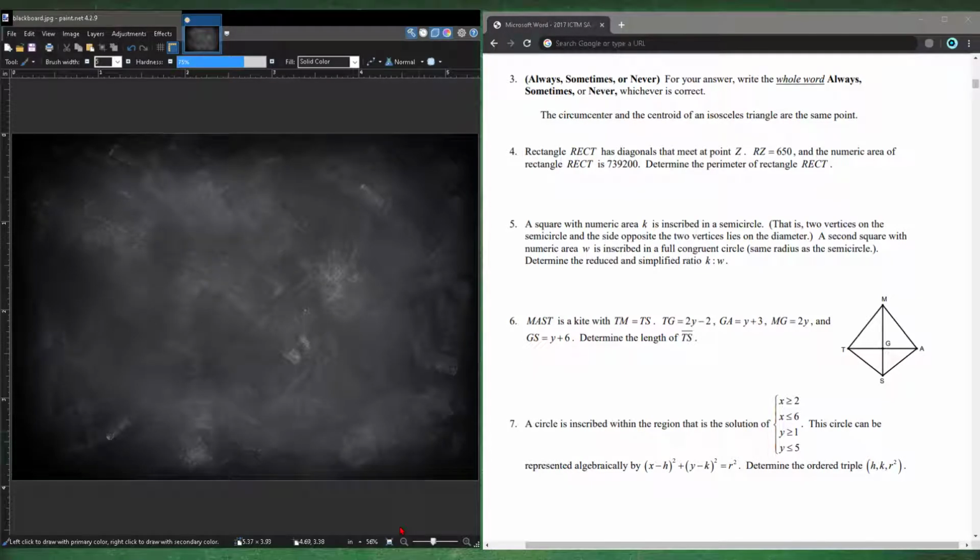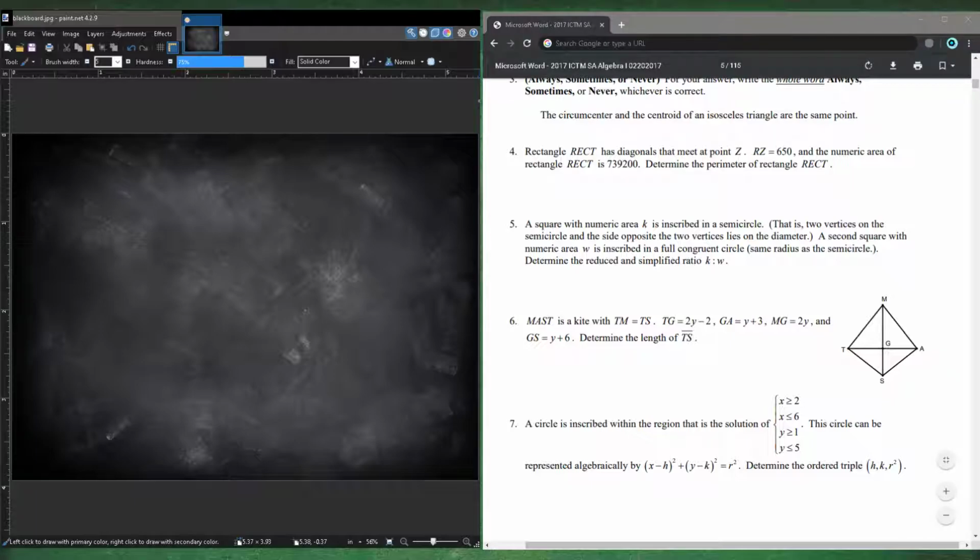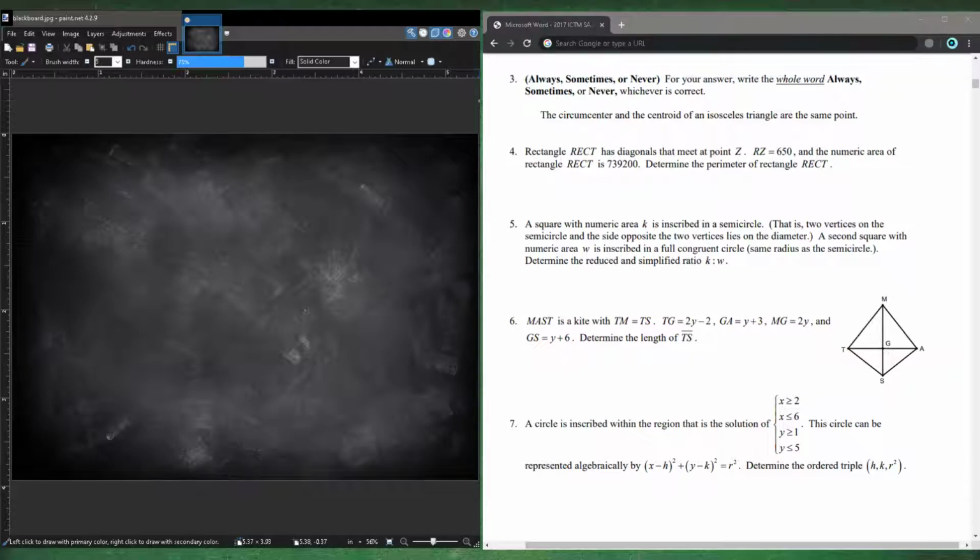All you have to do is just look and manipulate your variables around so they work to find your answer. Number 5: A square with numerical area k is inscribed in a semicircle. A second square with numerical area w is inscribed in a full concentric circle, same radius as the semicircle. So that circle has the same radius, but different areas inside for the square. Determine the reduced and simplified ratio k to w. So k is the area.